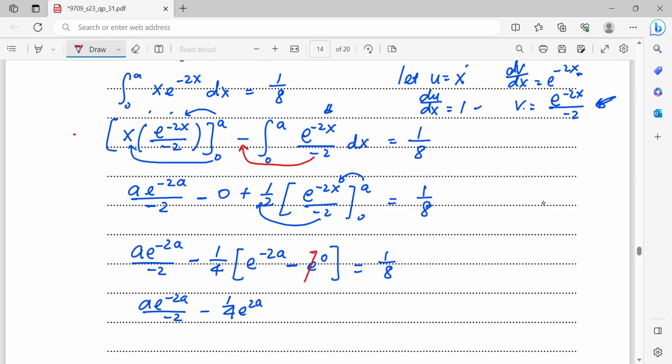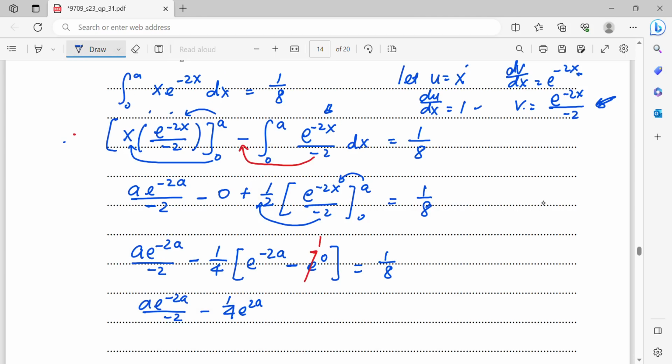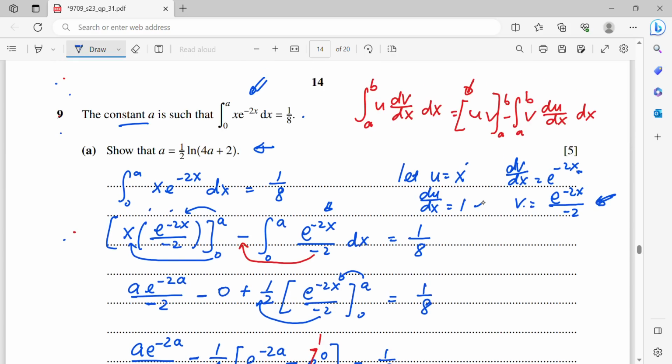This is 1. Then minus 1 over 4 times minus 1 is plus 1 over 4. Then equals to 1 over 8. Okay, so now let's look at the question first. You need to show a is 1 over 2 ln of 4a plus 2.